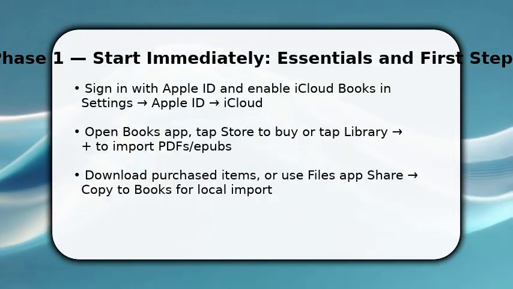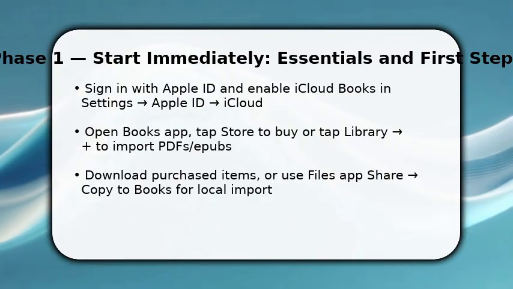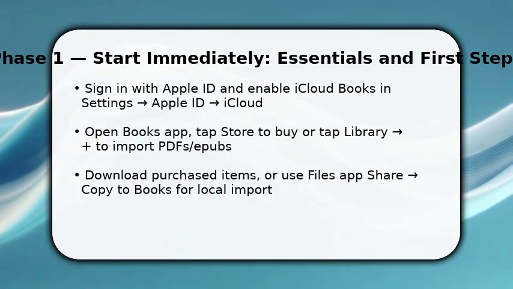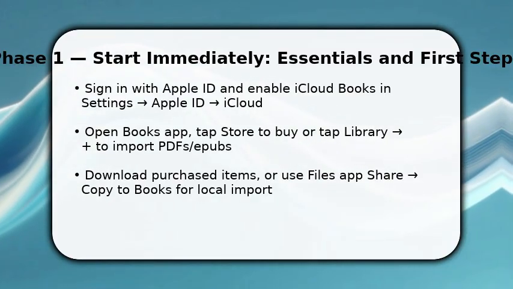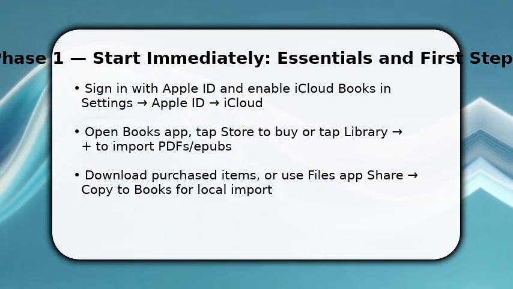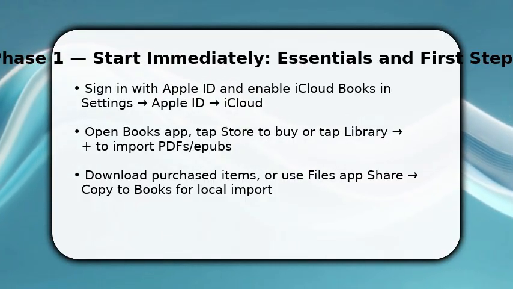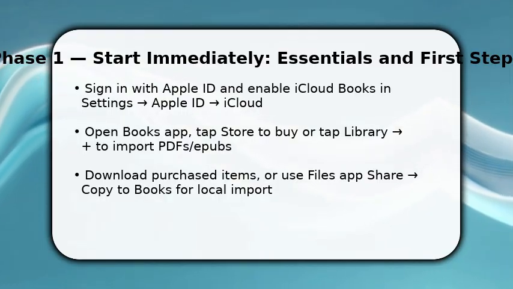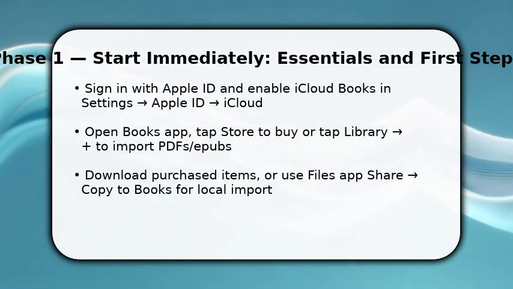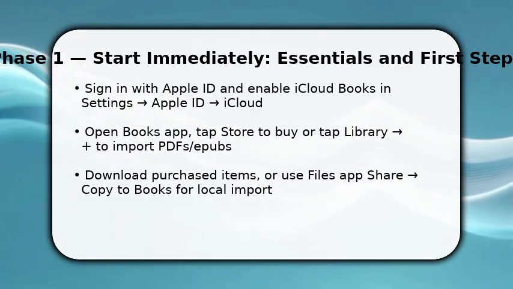You'll begin by making sure Books and iCloud are active. This lets purchases and imports sync. Open Books, go to Store or Library, then import a PDF or EPUB immediately. Once done, tap the cloud icon to download a file for offline use and make sure any external PDF is copied from Files into Books.